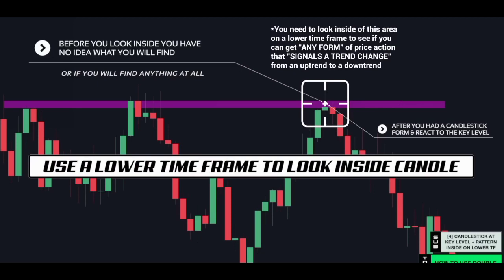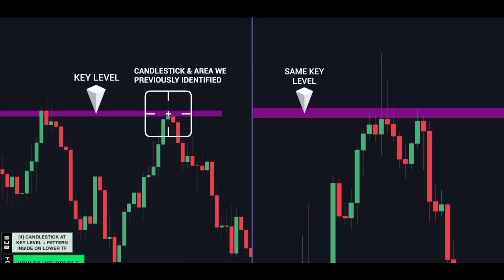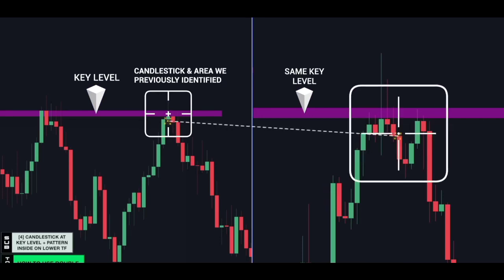So on the left is the daily time frame we just looked at, and on the right here is the 6-hour time frame of the same asset. This resistance level here is the same resistance level here. This area here, where the candlestick formed, is this same area here on the 6-hour time frame.